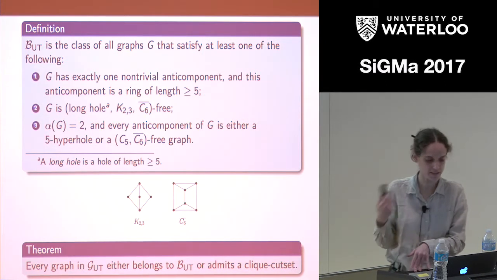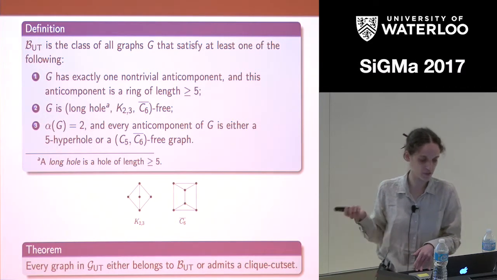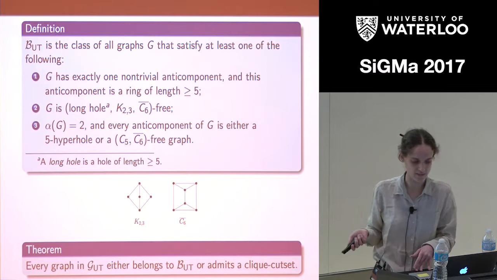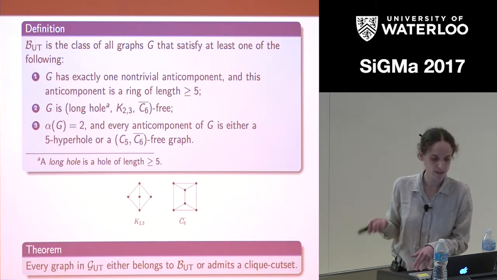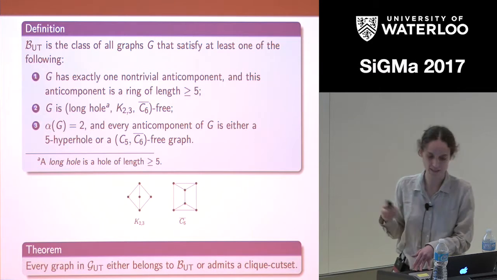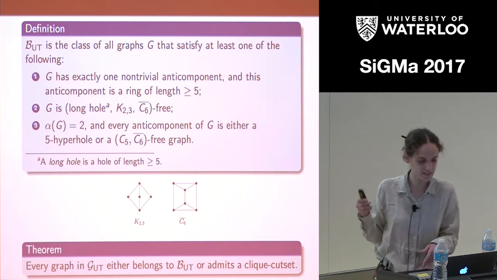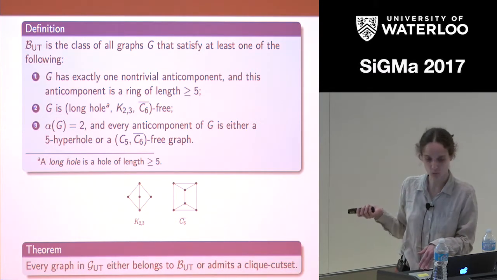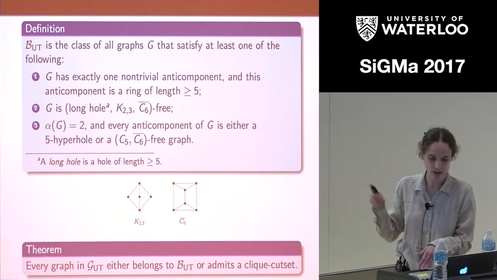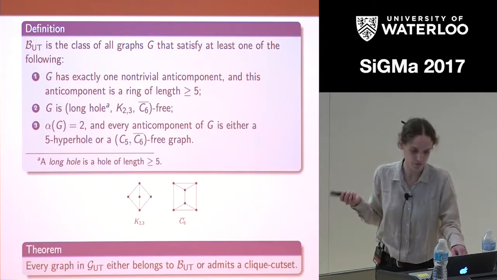The second possibility is that the graph is long hole, K23, C6 complement free. A long hole is a hole of length at least 5. Notice that K23 is a theta, which is why you have to exclude it. And C6 complement, that's a prism. That's why you have to exclude it. The third possibility is that the graph has stability number 2, and furthermore, every anti-component is either a 5 hyperhole or a C5, C6 complement free graph.